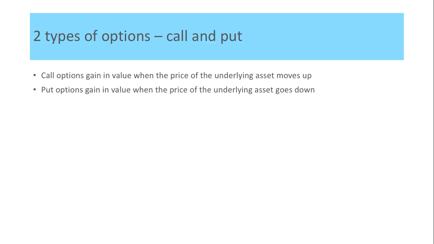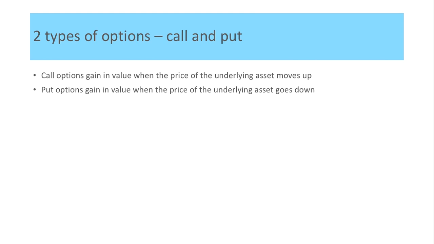Now, there are two kinds of options: call options and put options. And very simply put, call options are options that gain in value when the price of the underlying goes up. Remember, it is based on an underlying. And similarly, put options are options that gain in value when the price falls. So they are inverse to each other. So as a buyer, call options represent a bullish stance and put options represent a bearish stance.